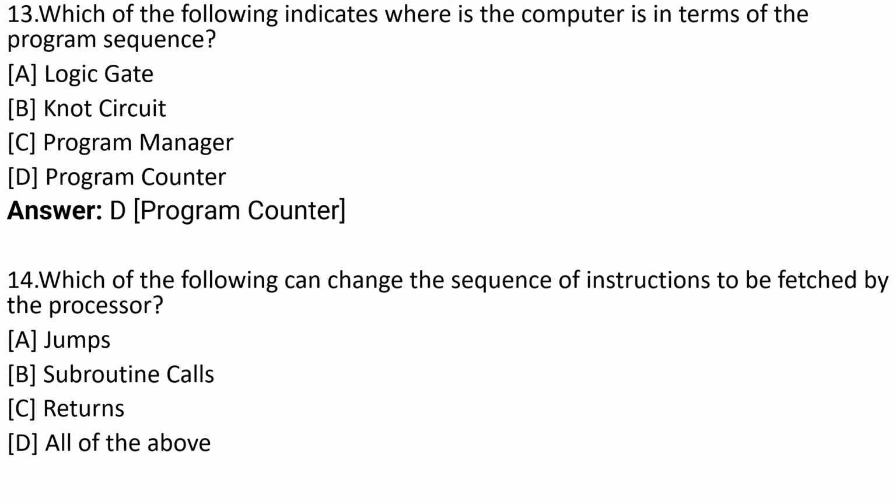Question number 14. Which of the following can change the sequence of instructions to be fetched by the processor? Option A, jumps. Option B, subroutine calls. Option C, returns. Option D, all of the above. And the answer is option D, all of the above.